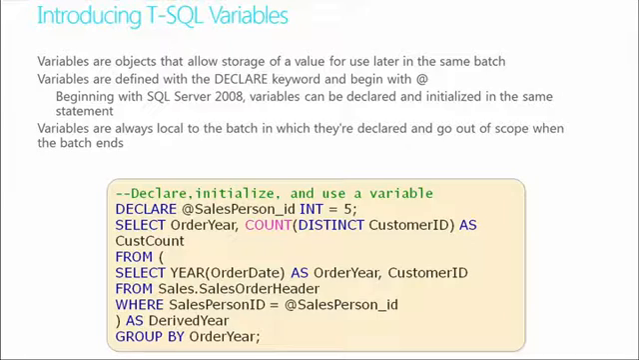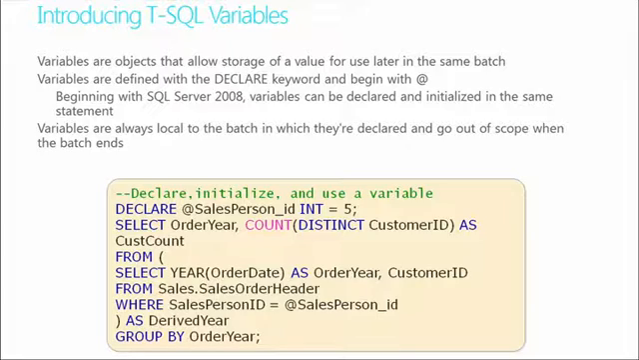So the beauty of this is I can reuse this batch, because every time I run it, I'm going to pass in a salesperson ID. Then these statements are going to be run against that salesperson ID that I passed. And with that, we'll go in and create this as derived year, and we'll group by order year.